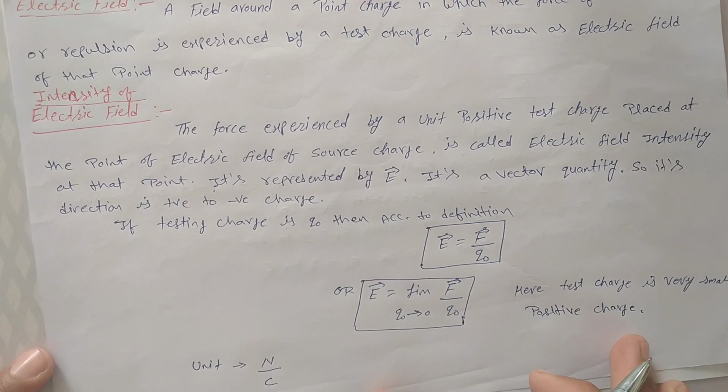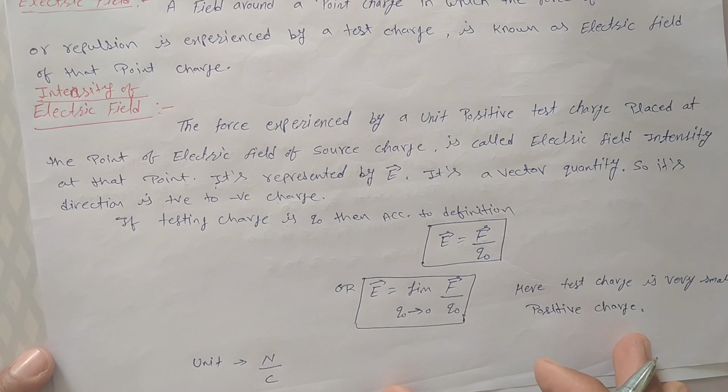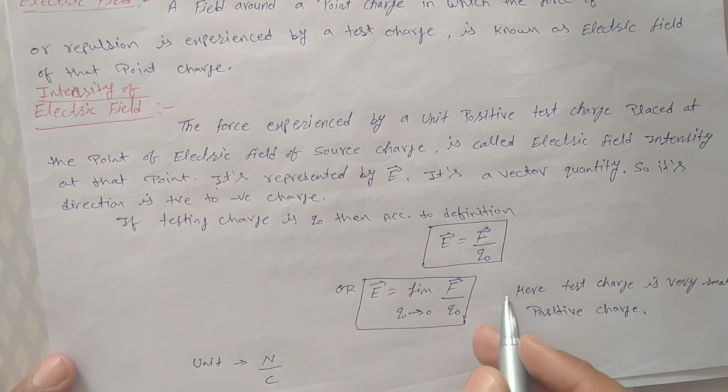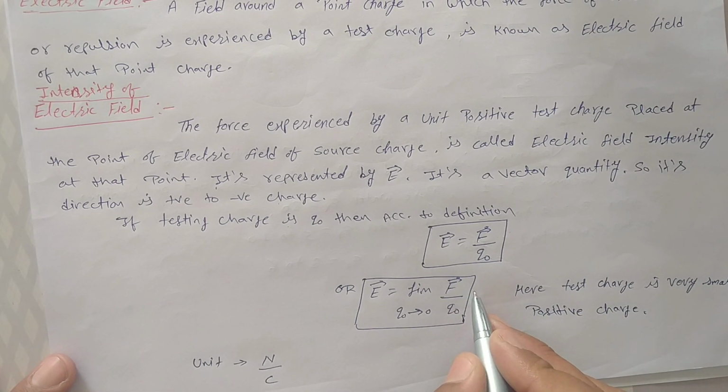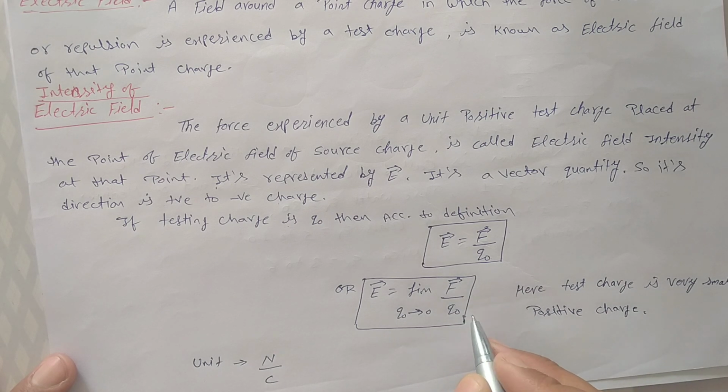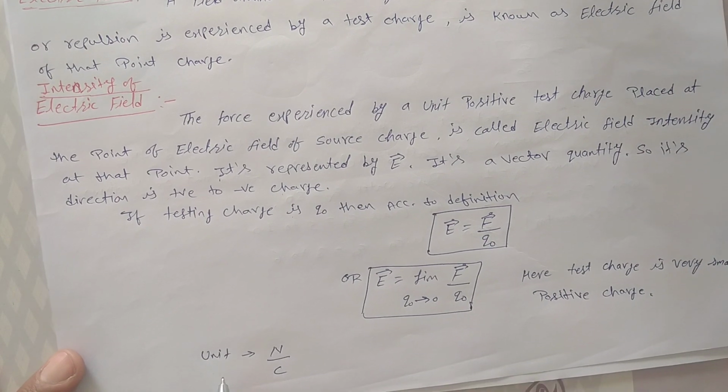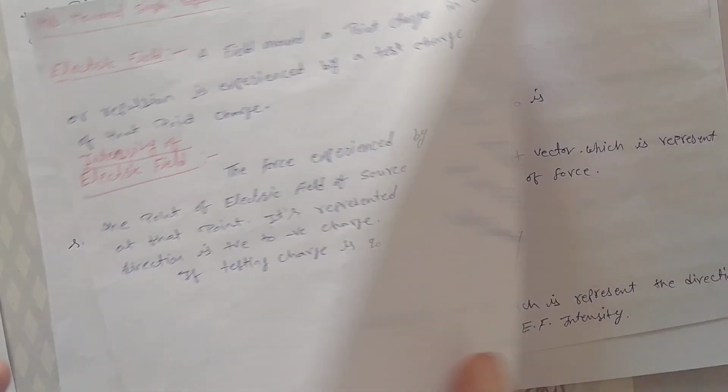Okay. Next, unit of electric field intensity. We know that the unit of force is Newton and the unit of charge is Coulomb. So the unit of electric field intensity is Newton per Coulomb. Okay.